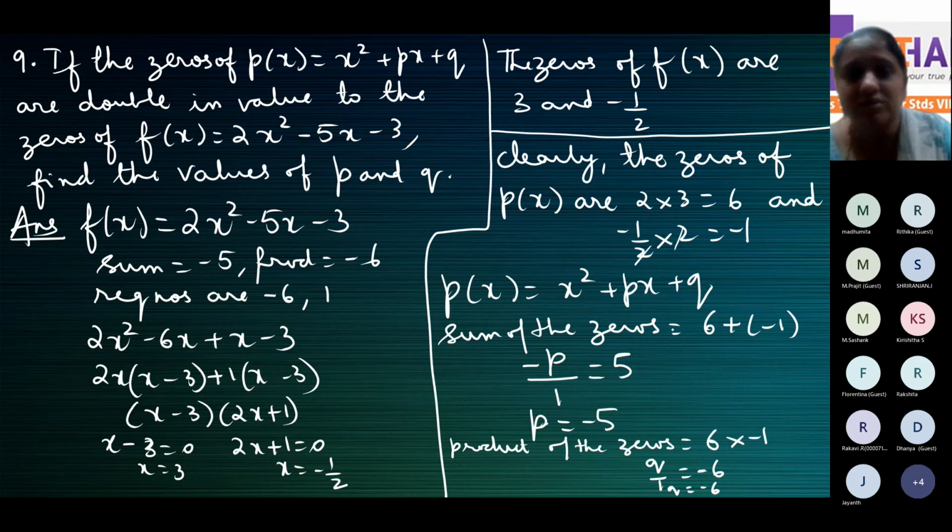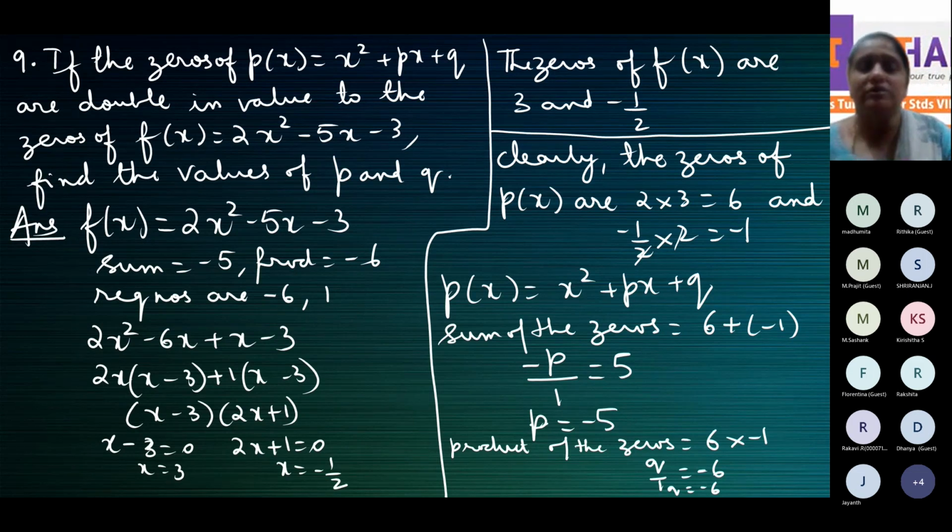What is the sum of the zeros? We know the zeros are 6 and minus 1. So the sum is 6 plus minus 1, that is 5. But what is that equal to? Sum of the zeros is minus b by a, so that is minus p by 1 is equal to 5. On cross multiplying, you get p is equal to minus 5. So we found the value of p. We'll now have to find the value of q.